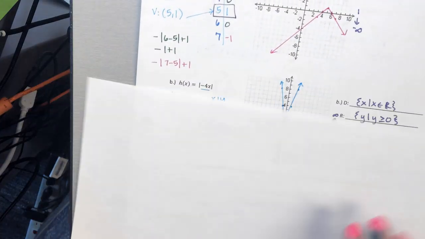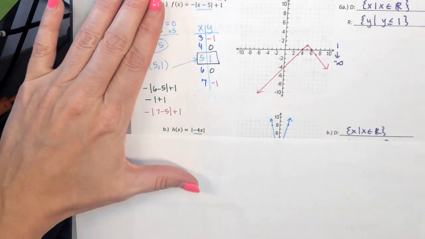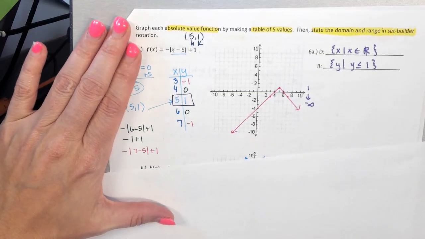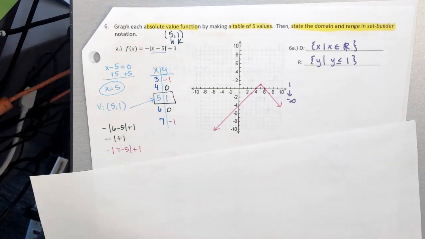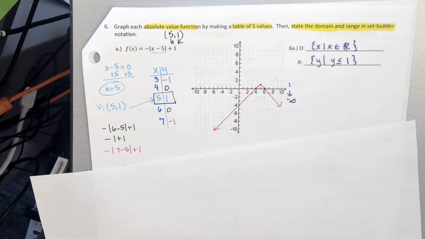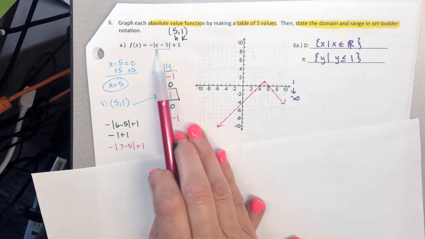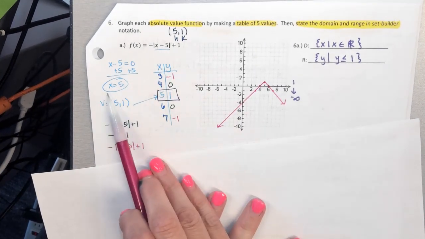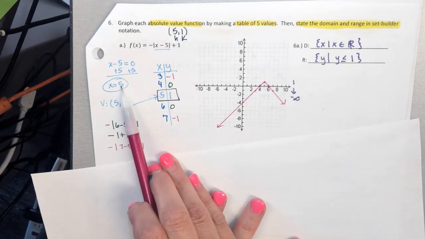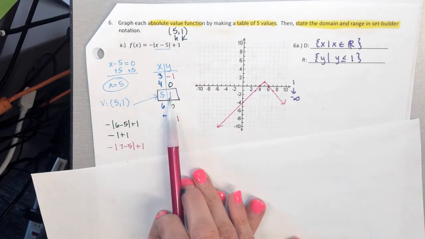All right, let's look at our absolute value. So it says, again, you have to make a table of 5 values. Your table should look like my table, and then you're going to save the domain and range in set builder notation. Okay, so the way that you find the center is you can take what's inside the absolute value and solve for x. Then you can plug it back in to find y.